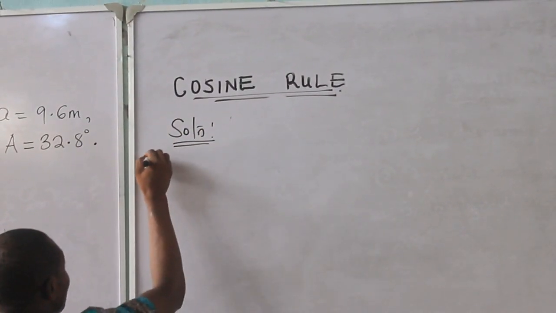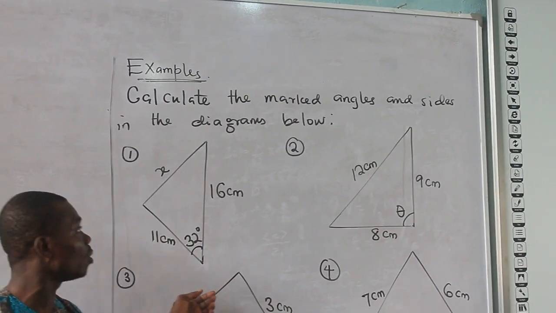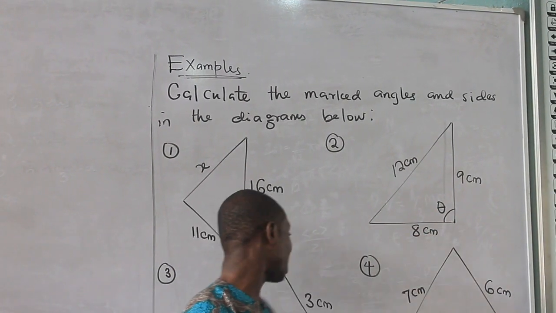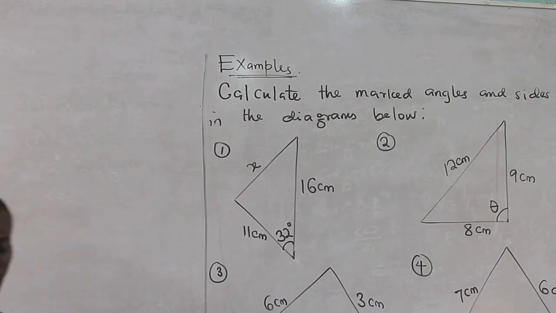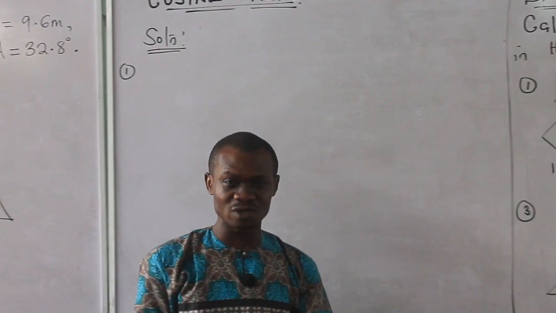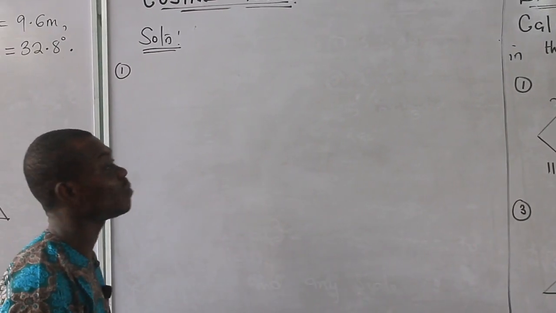Solution. Okay, so for number 1, we are asked to calculate the marked angles and sides in the diagrams below. So here a side is marked, here an angle is marked, an angle is marked, and an angle is marked. Alright, so like usual in our channel, I'm going to do some and you will do the rest as exercise. Okay, so quickly let's begin with the example 1.